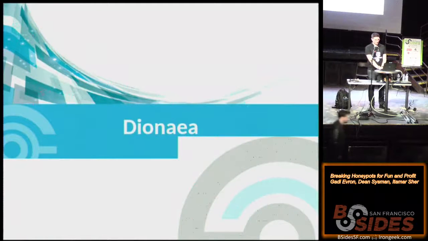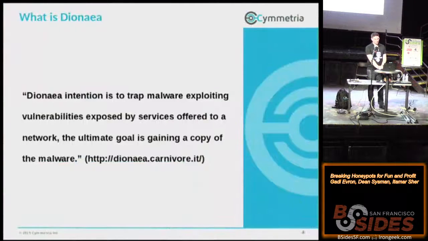And next up is Dionaea, and Dionaea has the best intentions out of all the honeypot projects, and this is specifically just what we've talked about. Dionaea's intention is to trap malware exploiting vulnerabilities exposed by services offered to a network. The ultimate goal is gaining a copy of the malware, right? So this is the right objective. This is the cream of the crop, the cherry on the icing of the cake that you can get through using deception. This is what Dionaea tries to achieve.